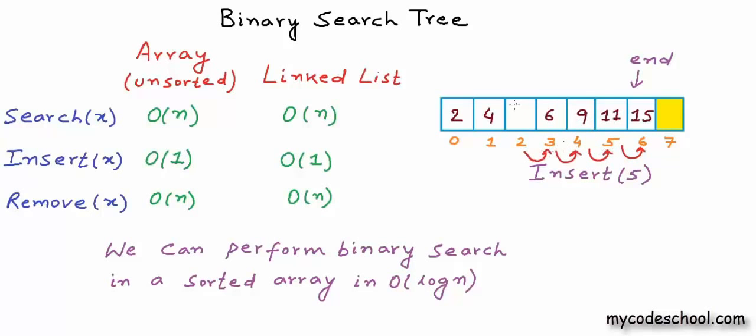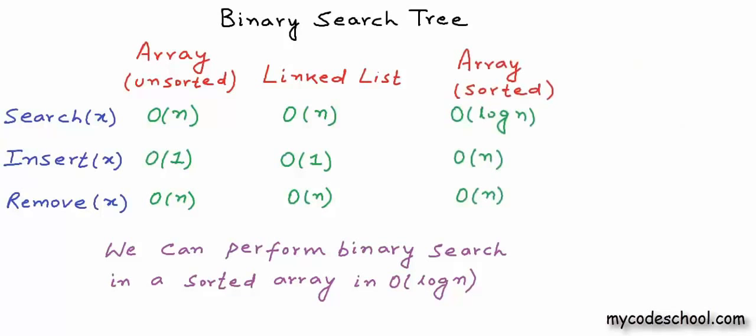And now I can insert 5. So even though we can find the position at which a record should be inserted quickly in big O of log n, this shifting in the worst case will cost us big O of n. So the running time overall for an insertion will be big O of n. And similarly, the cost of removal will also be big O of n. We will have to shift some records.